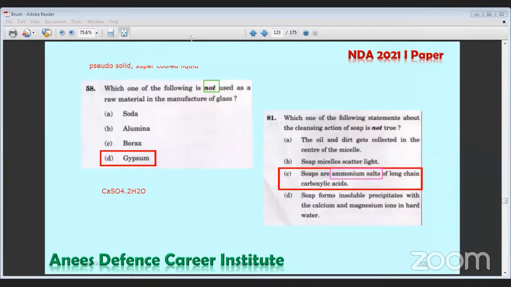Always remember, soaps are Na or potassium salts of higher fatty acids. When I say higher fatty acids, I mean the carbon chain would be more than 15, 16, 17. Generally, three fatty acids are used. Do you know what fatty acids are used? Can you give me the fatty acids that are used in preparation of soap?